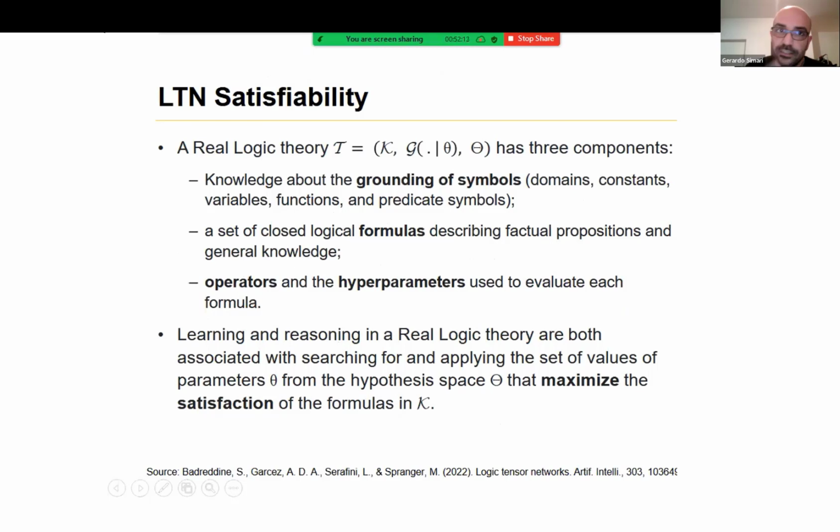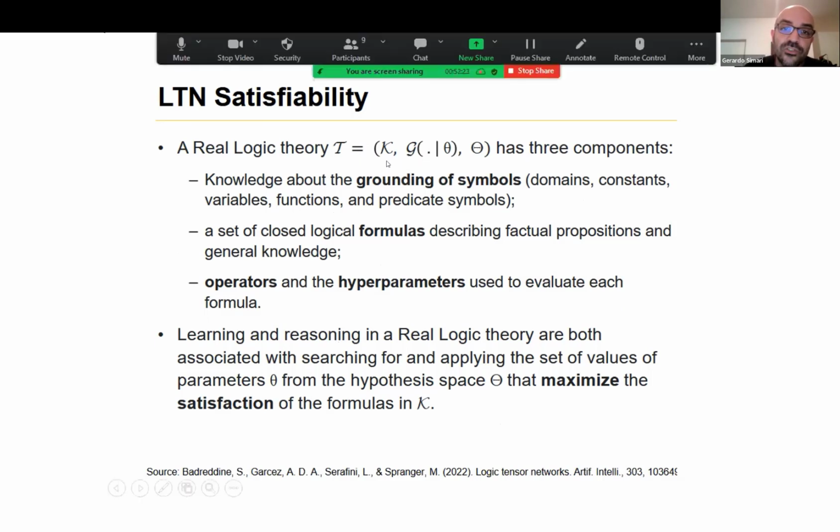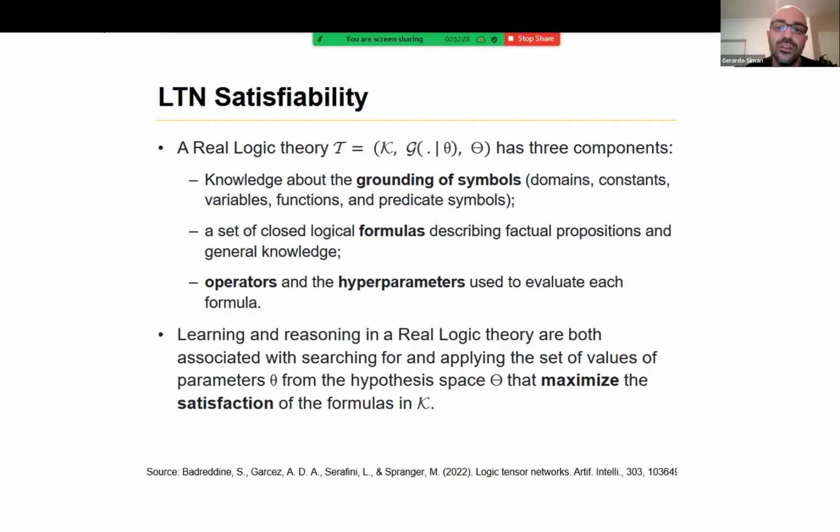All right, so here we're getting to the core stuff of the framework, where we have a real logic theory. Then you have three components essentially. You have knowledge about the grounding of the symbols, all of the stuff that we've been talking about for domains, constants, variables, everything. A set of closed logical formulas describing factual propositions and general knowledge, like I've also been mentioning, and also the operators and the hyperparameters used to evaluate the formula. So all of this stuff is encoding the knowledge in your theory.